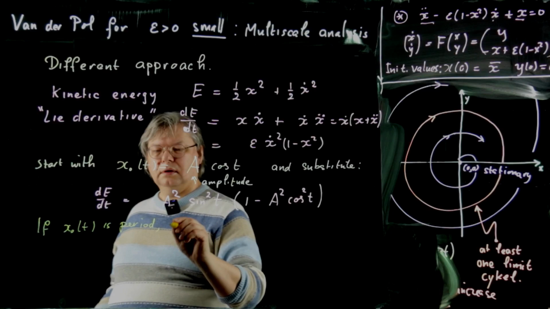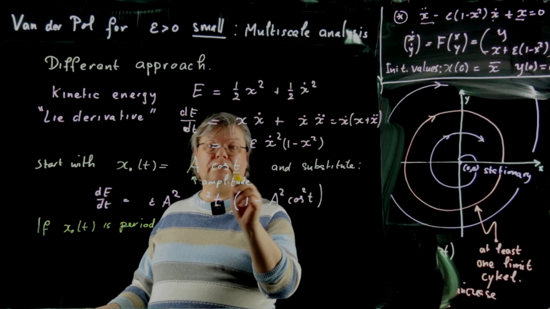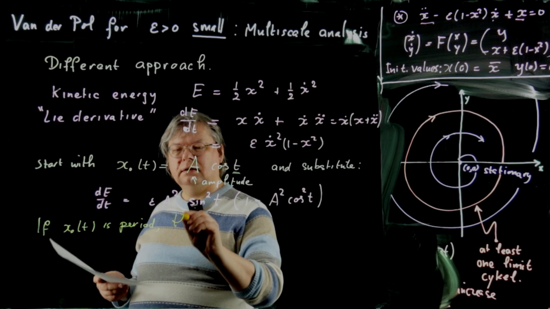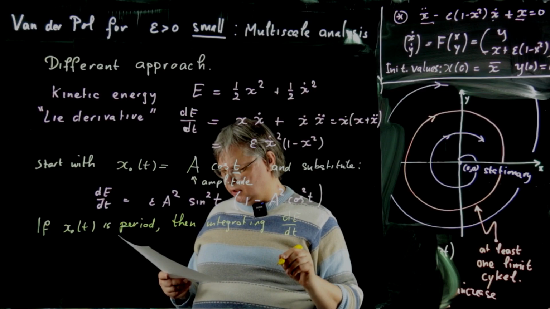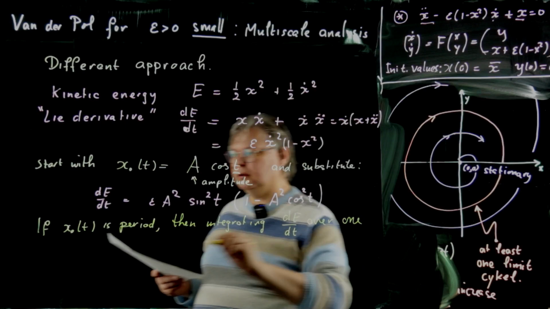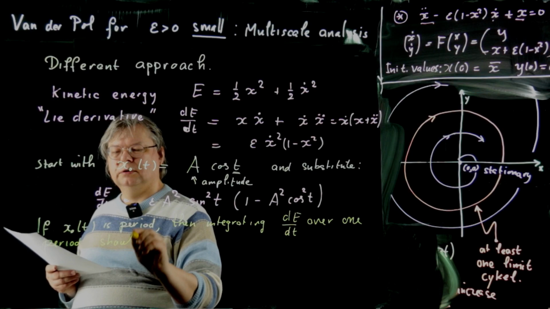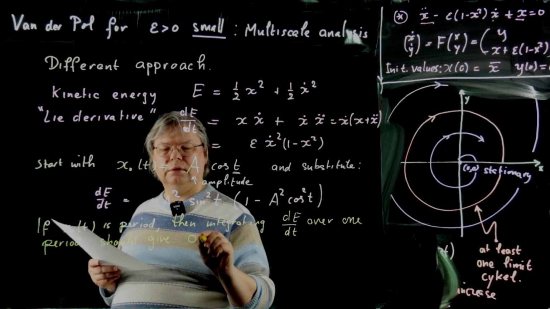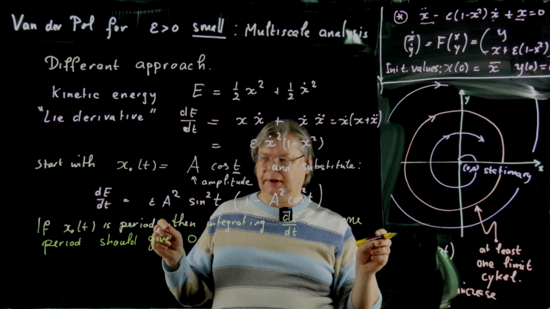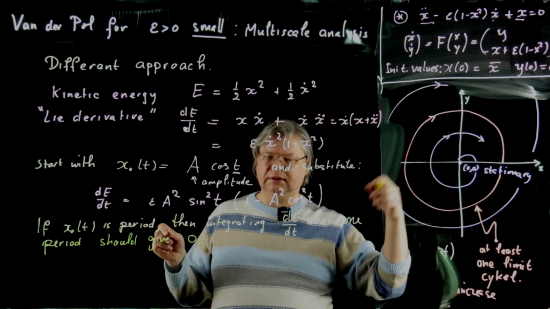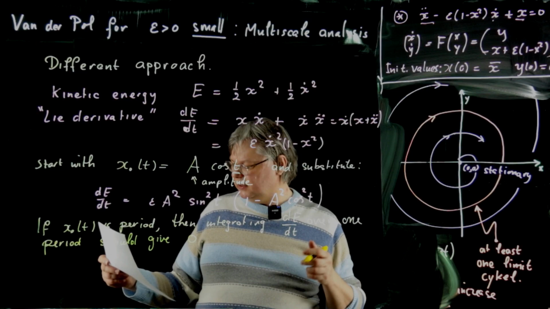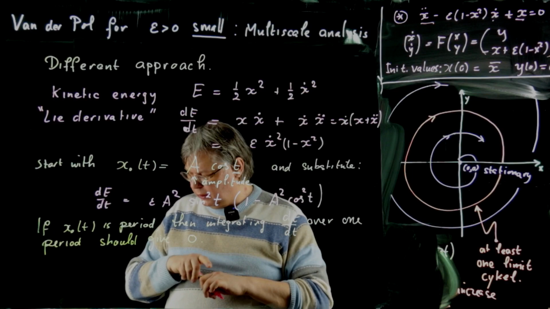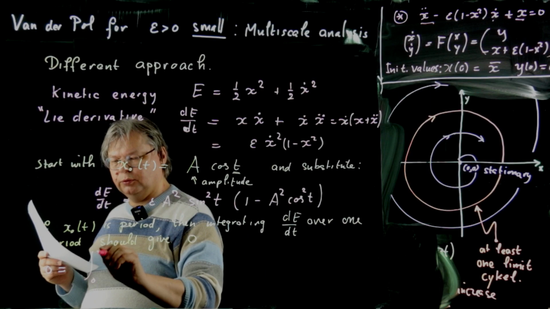well, the period is going to be 2 pi. If I look at that, the cosine has a period 2 pi, then integrating the derivative of the energy over one period should give zero, because integrating the derivative over a period of time would say I'm looking at the difference between the value of the energy at the end and the value of the energy at the beginning. But if they are the same point, then that difference has to be zero. And that means that I get the following integral equation. 0 is the integral from 0 to 2 pi of dE/dt dt.